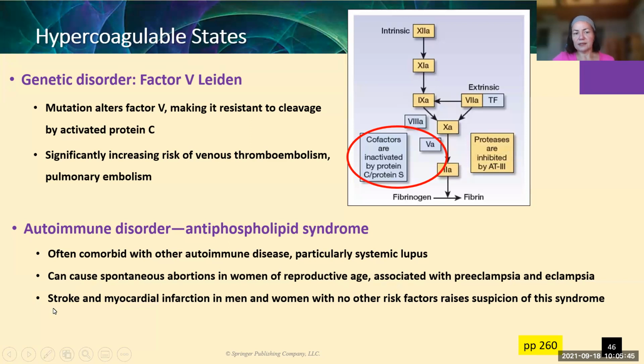And then a final statement on this: if you have a patient who's having a stroke or myocardial infarction and there's no other explanation for this, they don't have any other risk factors, not diabetic, not hypertensive, this raises suspicion of this syndrome. Okay, and that's covered on page 260.